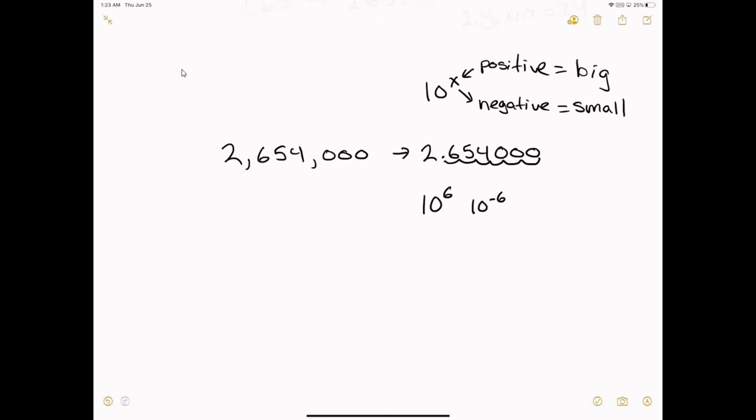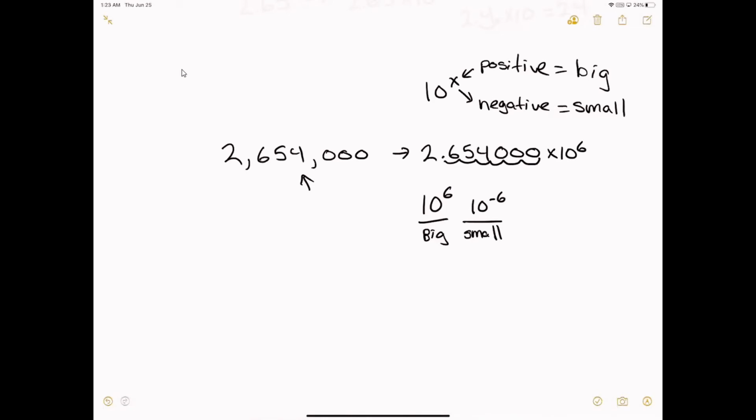So let's go back to my example here. For me, I use positive 6 as big, and 10 to the negative 6 is small. So when I write my decimal out here, you can see the 2.654000. I know I'm moving it over 6. I'm going to look at my original number. Is my original number big, or is it small? Well, that's a pretty big number. That's 2,654,000. So I'm going to choose the positive. And my answer would be 2.654000 times 10 to the 6.